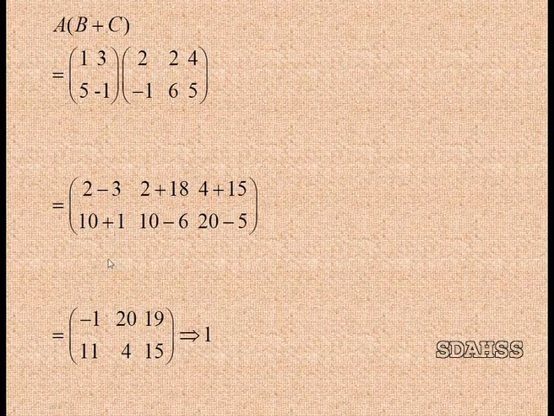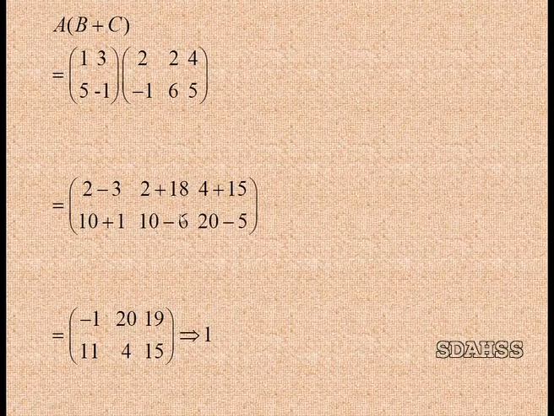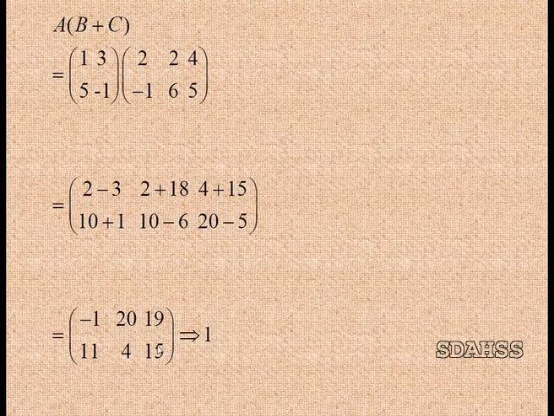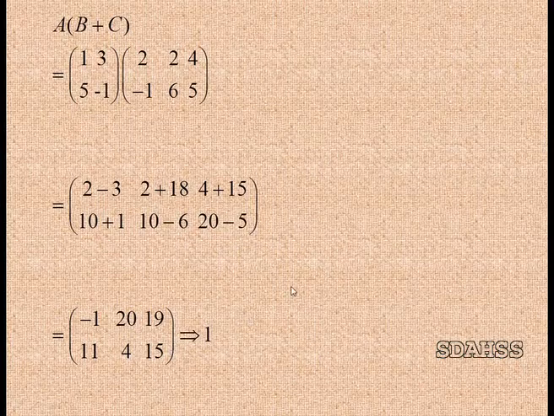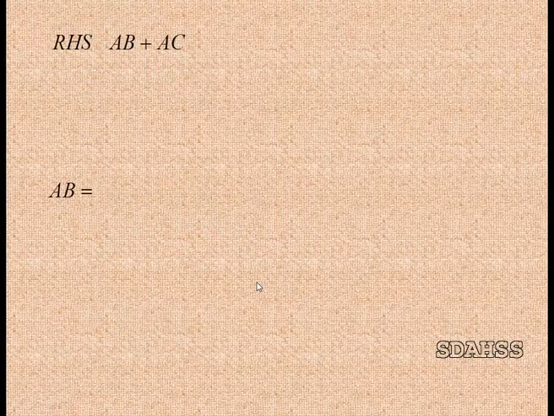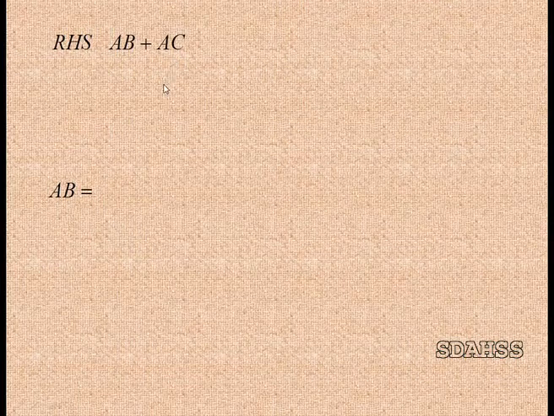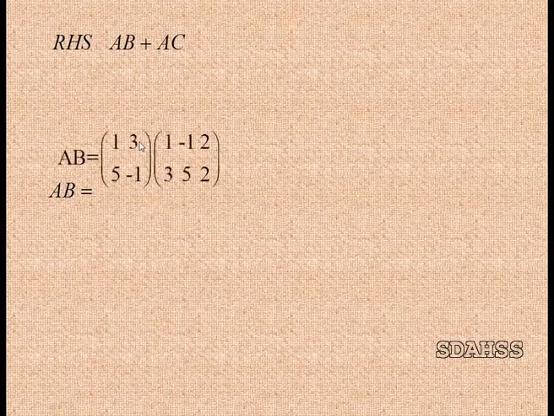10 plus 1, 11. 2 plus 18, 20. 10 minus 6, 4. 4 plus 15, 19. 20 minus 5, 15. Mark it as first equation. Then consider the RHS. In RHS the question is AB plus AC. First you find AB.